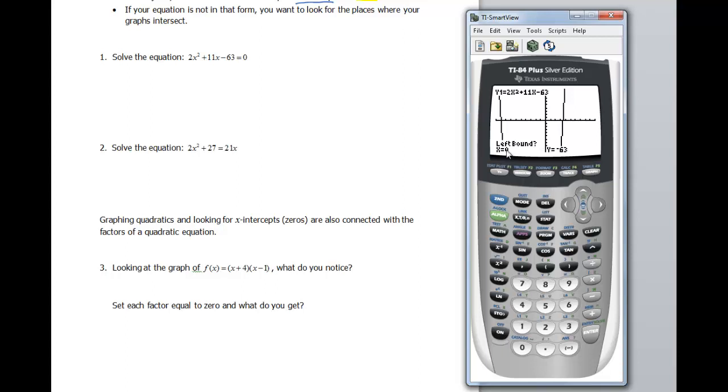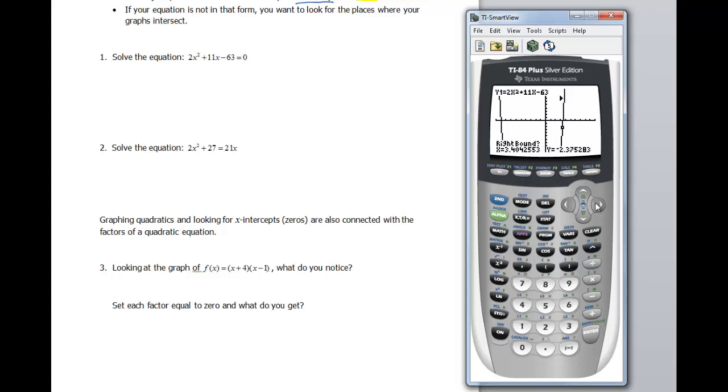Right now, my left bound is at 0, negative 63. So I want to get somewhere close here to, I think we said around 3.5. So I'm going to go ahead and toggle to the right until I get close to 3.5, or at least until I can finally see my cursor. Oh, there it is. Okay, that looks pretty good. So I'm going to hit enter. That's on my left side.